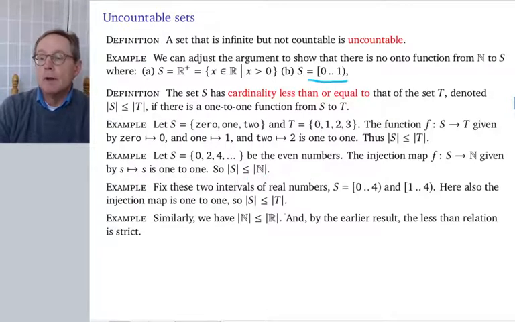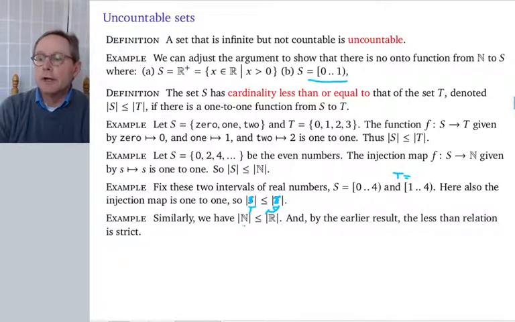Okay. Here you fix two intervals of real numbers, the interval from 0 to 4, including the 0, not including the 4, and the interval from 1 to 4, including the 1, but not including the 4. And again, here we can show that, oops, I have this reversed. We can show that, I should have written here T equals, I'm sorry, little typo, and I should have written here that the cardinality of T is less than or equal to the cardinality of S. I'm sorry, I simply mistyped. I apologize.